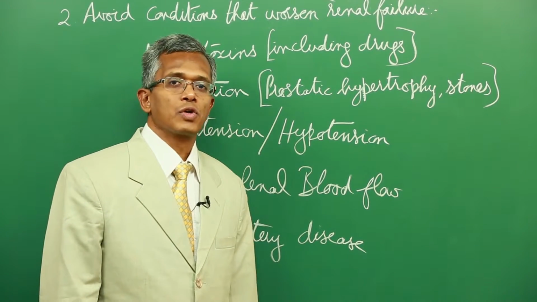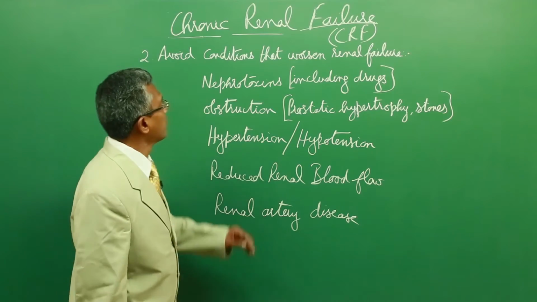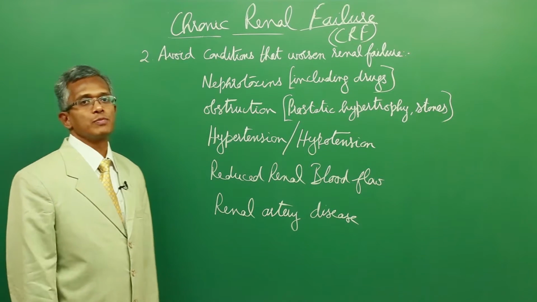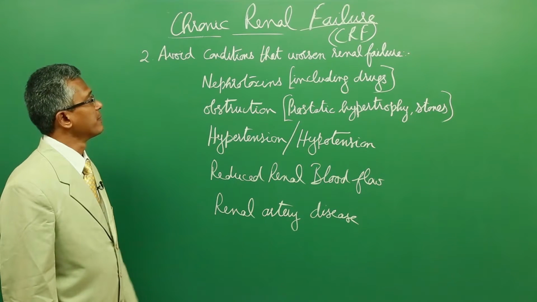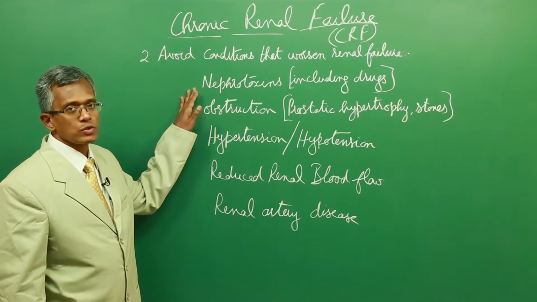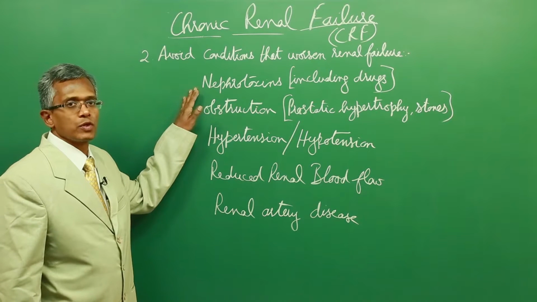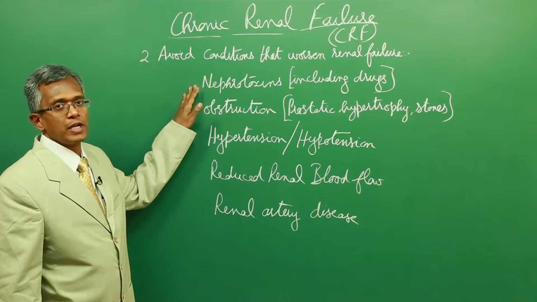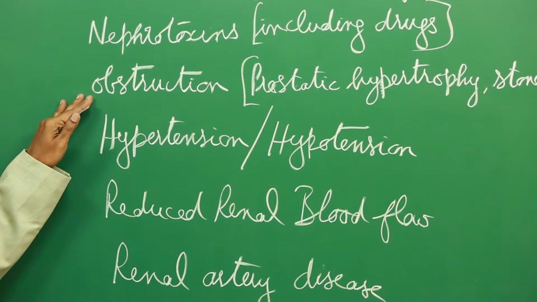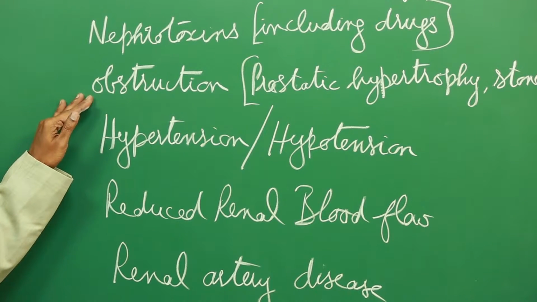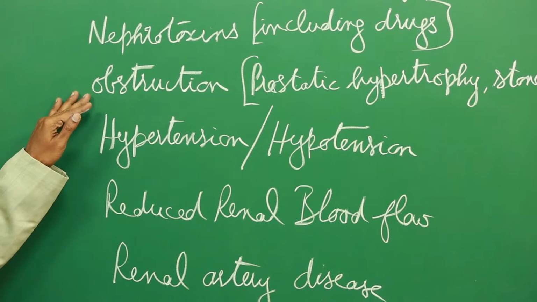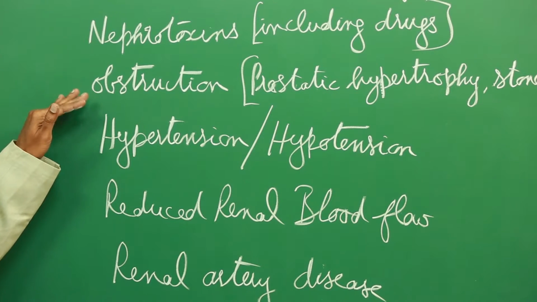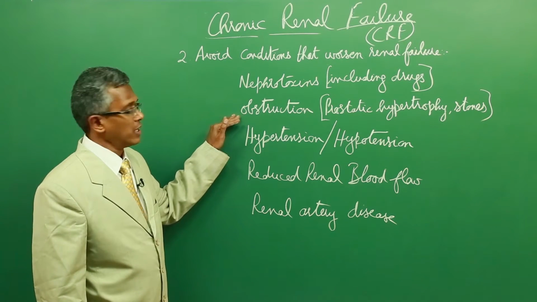In the management of chronic renal failure, it is always important to avoid the conditions that worsen the renal failure. What are the conditions which should be avoided which worsen the renal failure? Number one, the nephrotoxic drugs. Not only the nephrotoxic drugs, but also the nephrotoxins, that is uremic toxins, which are formed, including the organic acids. The obstruction, especially in the prostate in males, if there is any prostatic hypertrophy or stones in the urinary tract, this obstruction can be relieved to avoid worsening the renal failure.